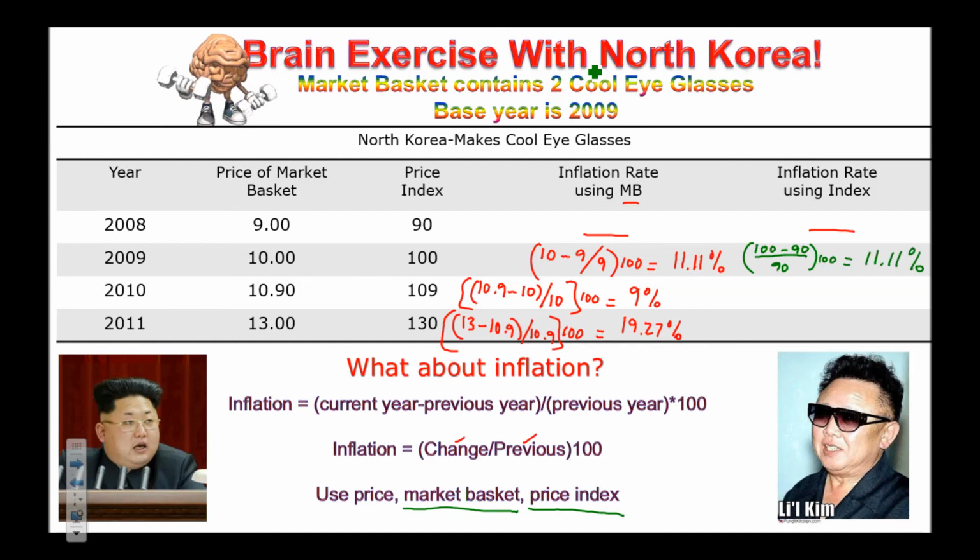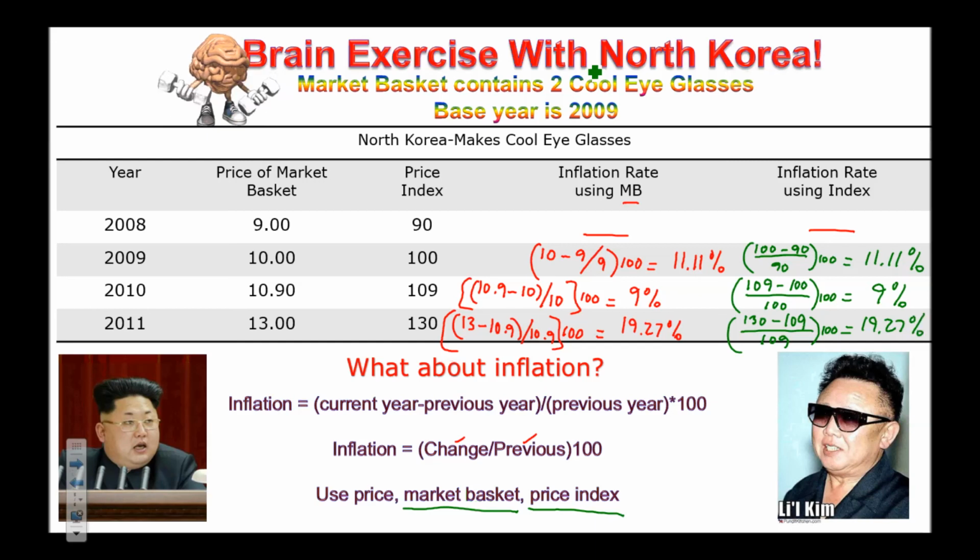Okay? Now we do it for 2010. We take our 109, which is our current index. We subtract our previous year's index of 100. Then we divide by that previous index of 100, multiply by 100, and we get 9%. And then the last one, we take 130 as our price index. We subtract 109, and then we divide by 109, and then we multiply by 100, and we get 19.27% again.